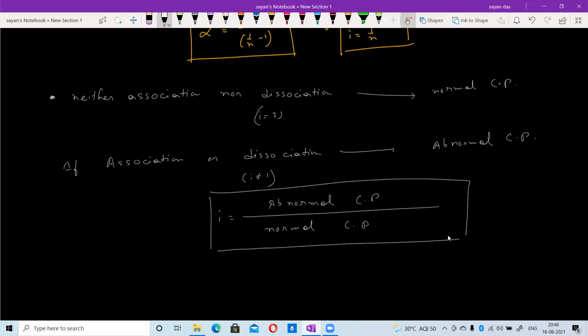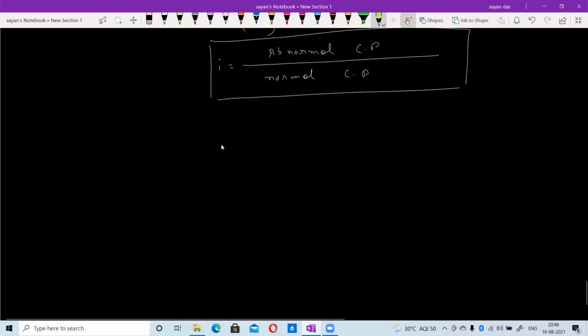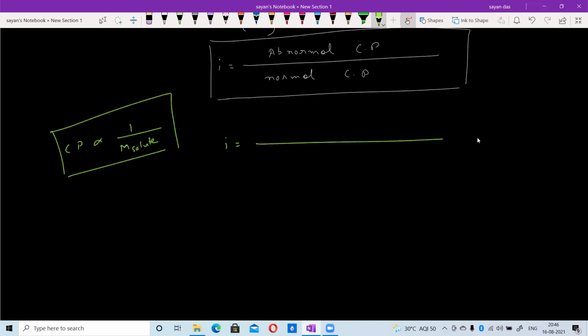Okay, and colligative property, I already told you, is inversely proportional to the molar mass of solute. So another formula which arises: I equals normal molar mass of solute divided by abnormal molar mass of solute.